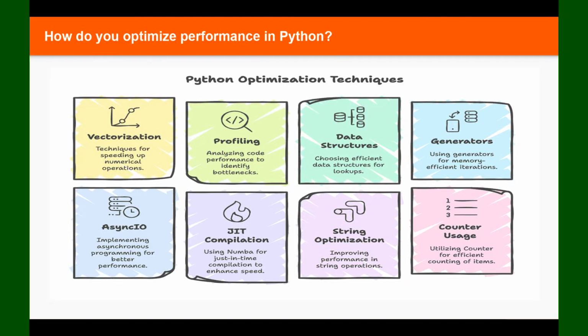Use a just-in-time compiler by using PyPy instead of CPython for faster execution in many cases. PyPy includes a just-in-time compiler that can significantly speed up the Python code. Also try to avoid memory leaks. Use weak references for large objects. Monitor memory usage with tools like tracemalloc. These are how we can optimize performance in Python.